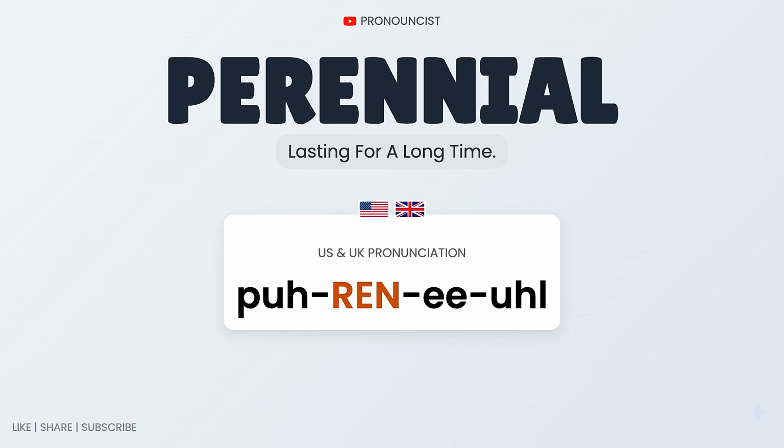Puh, ren, ee, ul, perennial. Practice repeatedly and you'll soon be able to say this word perfectly. The best way to practice is to repeat the syllables multiple times. The meaning of the word is lasting for a long time.